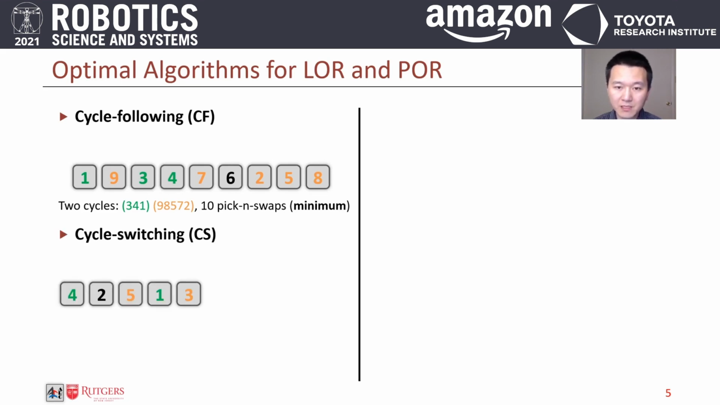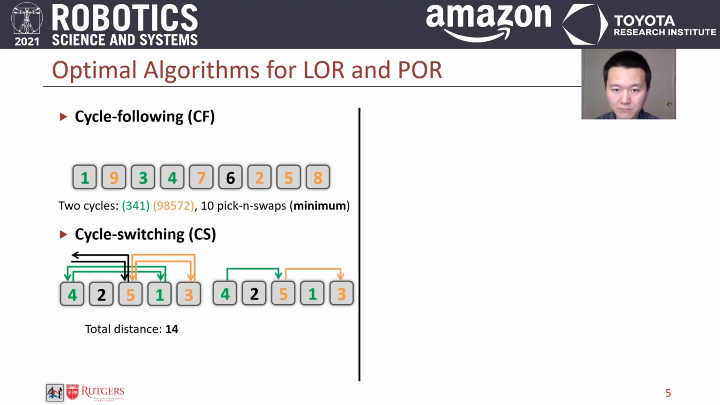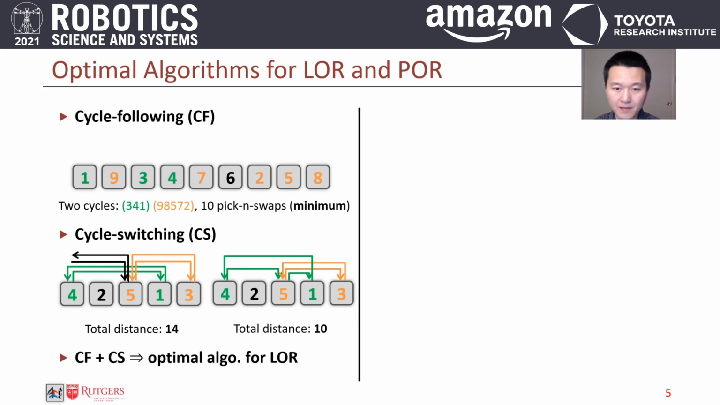We then further minimize the end-effector travel. We observe that following cycles one by one may incur additional end-effector travel. In this example, following the cycle 4-1 and then 5-3 incurs a distance of 14. If we switch in the middle, we can actually save 4 units of distance without adding more pick and swaps. Together, cycle following and cycle switching yields an optimal algorithm for LOR.